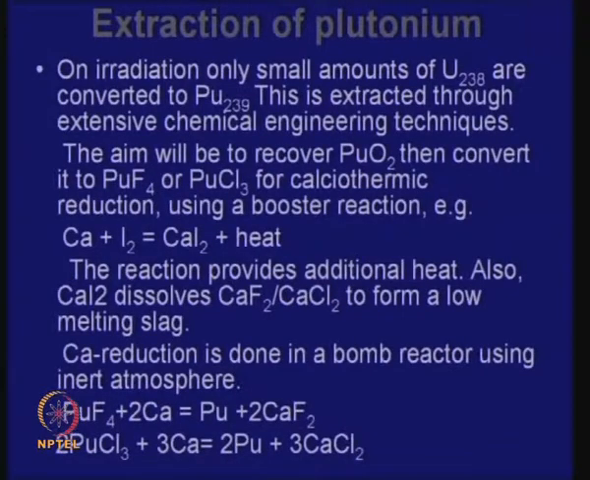Now, we will talk about extraction of plutonium. I have mentioned and I will mention it again that plutonium does not exist in nature. It is produced by neutron bombardment of uranium 235, which is fissionable.